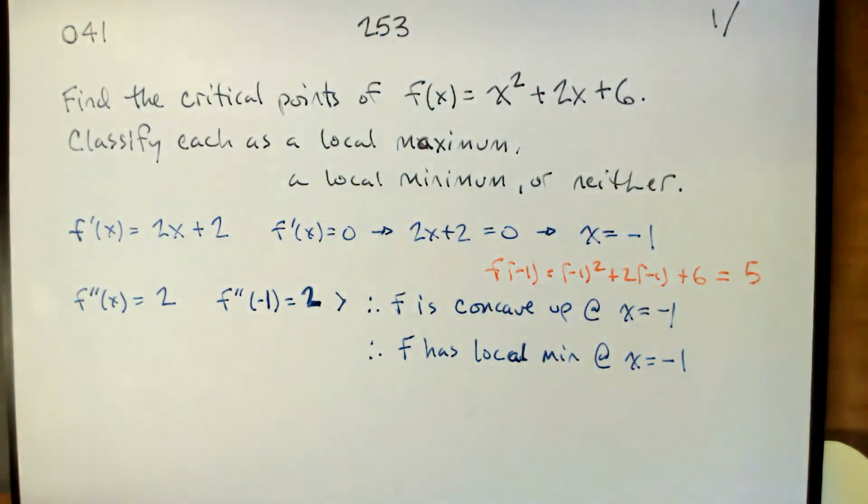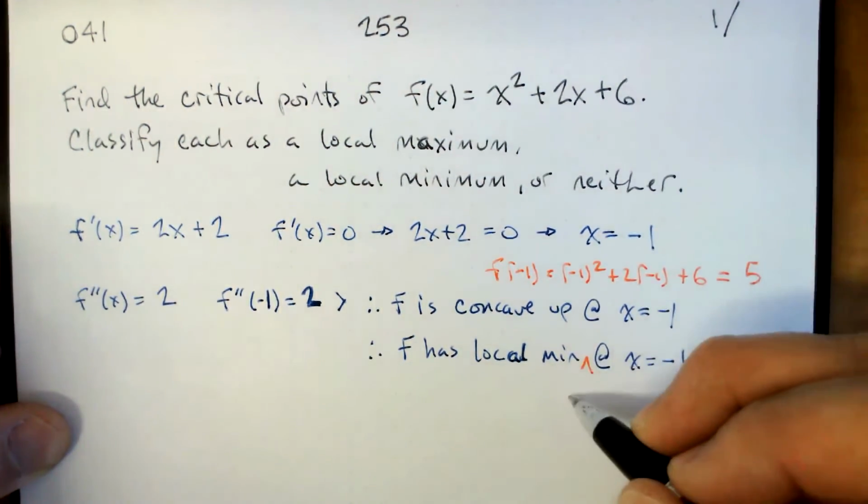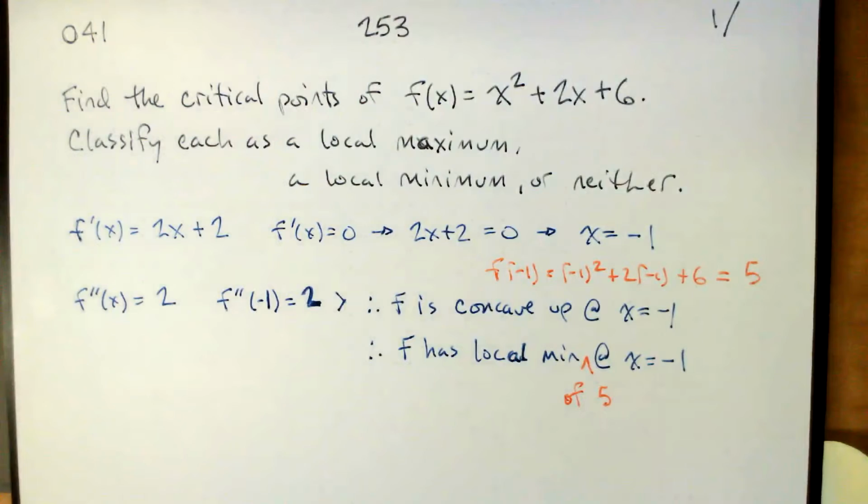So we could say that f has a local minimum of 5. That's the lowest value of the function. Now, since we notice that the function has only one critical point, and also since we know what this function looks like, we can say that this is a global minimum of 5 when x is -1. The big idea is we use the first derivative, set equal to 0, to solve, to find the critical points. Then we use the second derivative to classify the critical points as a local minimum, a local maximum, or neither of those.